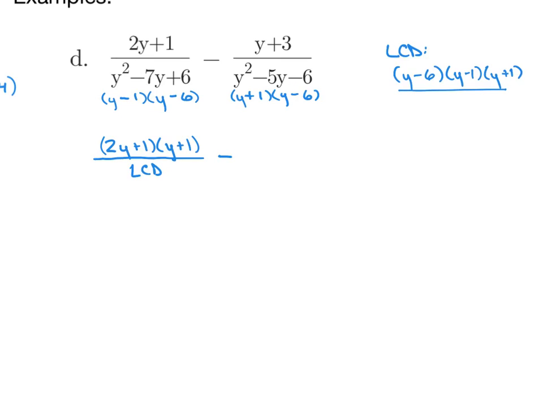All right, second one. We want to go ahead and multiply y plus 3. Let's see here. We have the y minus 6. We are missing the y minus 1. And we have the y plus 1. Again, this is going to be over the LCD.